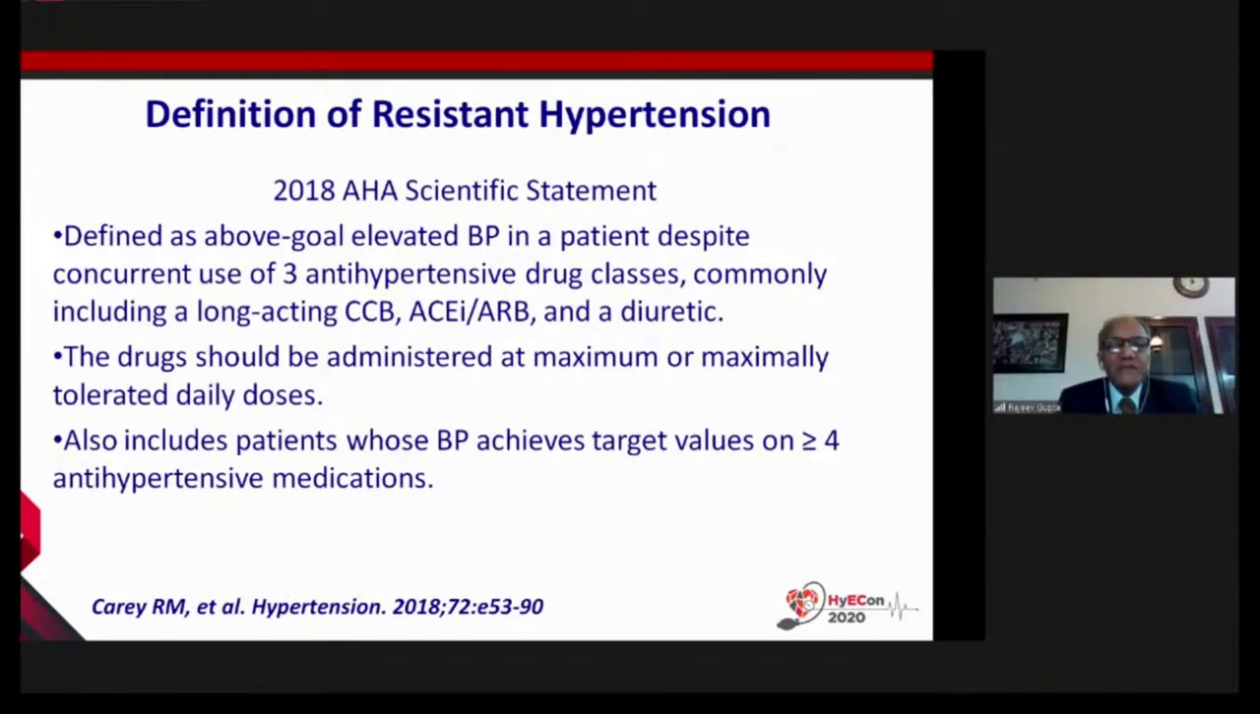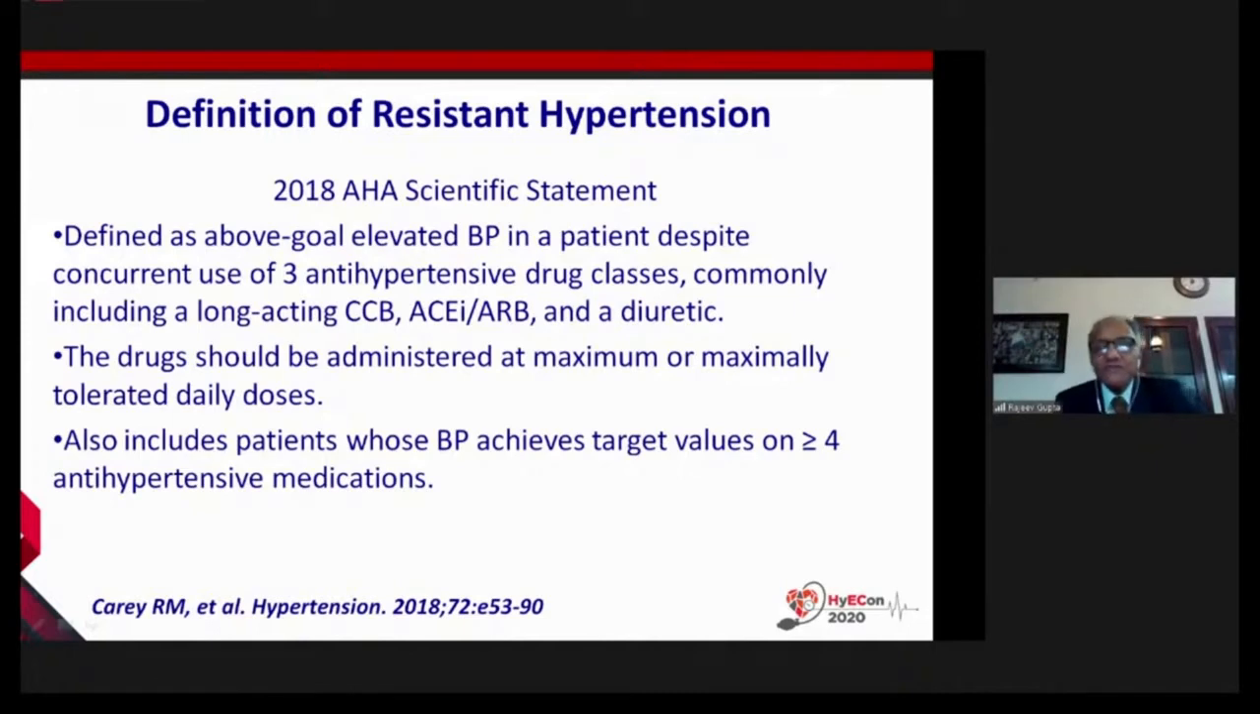It is defined as above-goal elevated blood pressure in a patient despite concurrent use of 3 antihypertensive classes. Now, the old definition was any 3 antihypertensive classes, but here we have clear guidelines to say that it has to be either a calcium channel blocker, long acting like amlodipine, an ACE inhibitor or ARB, and a diuretic. If a person is on these 3 drugs and the blood pressure is not controlled, that is resistant hypertension.